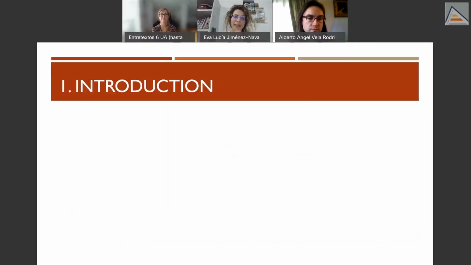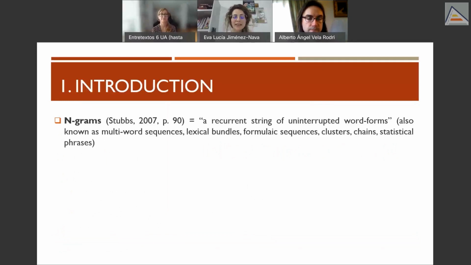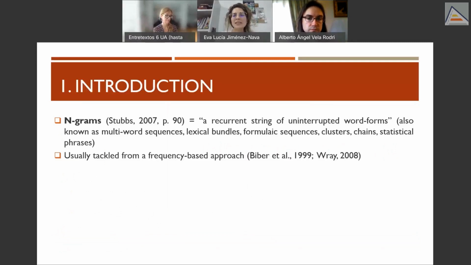First of all, let me tell you that I chose the term engram from Stubbs, and he defines it as a recurrent string of uninterrupted word forms. It has been given many names, like multi-word sequences, lexical bundles, formulaic sequences, but despite that, most authors agree that they must be tackled from a frequency-based approach. So in fact, they are just recurrent sequences of words.